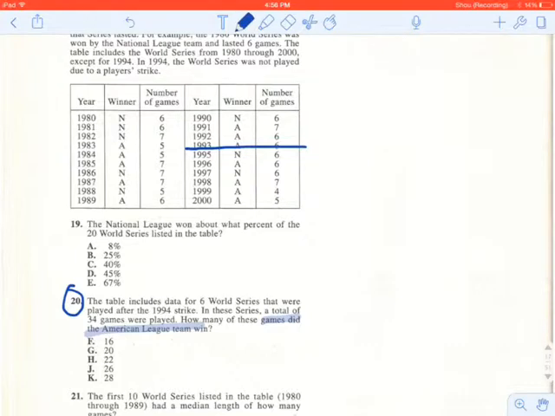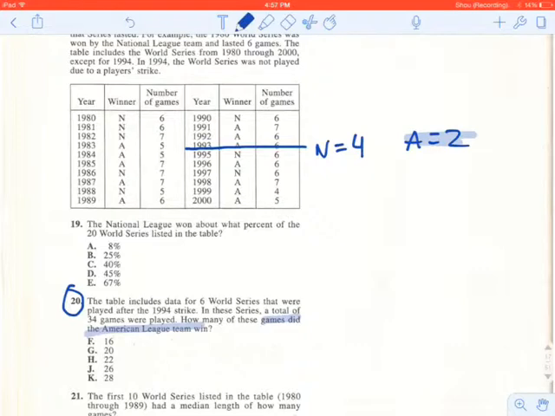So let's look at 95. So the National League won, right? So we know that the National League won 4 games, and since 6 games were played, then that means the American League must have won 2 of them. And again, we're looking for the American League, so this 2 is the number that we're interested in.